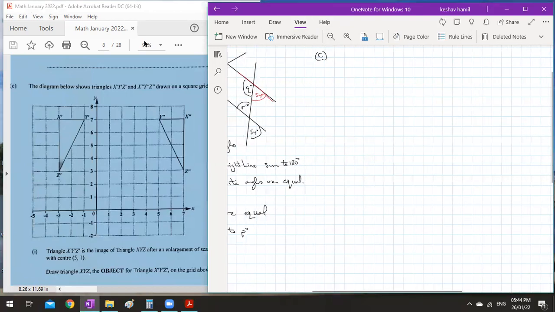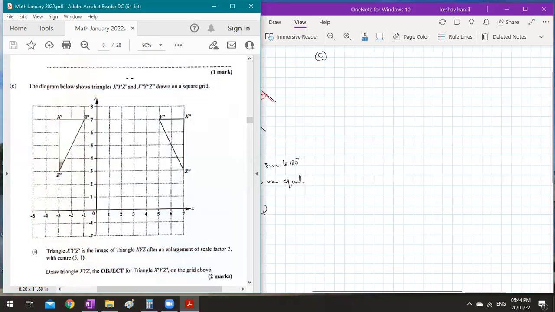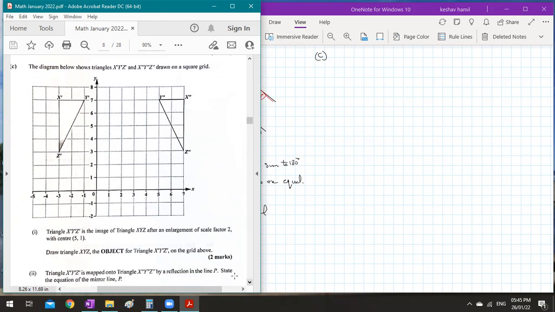Part C. The diagram below shows a triangle X prime, Y prime, Z prime, X double prime, Y double prime, Z double prime, right? Drawn on a square grid. Triangle XYZ is the image of triangle XYZ after enlargement of a scale factor of 2 with a center 5, 1. Draw the triangle XYZ object to the triangle XYZ prime.